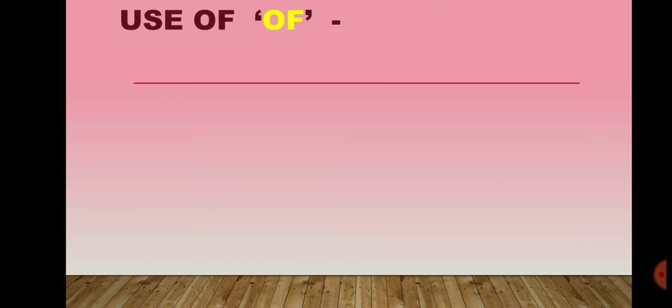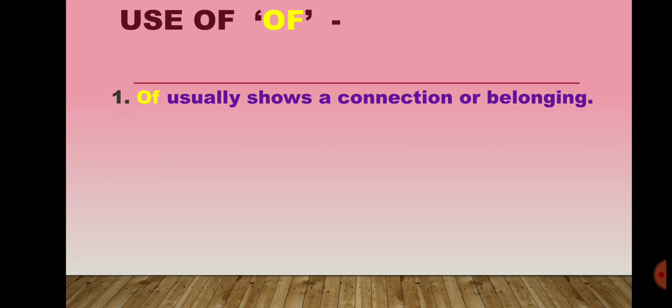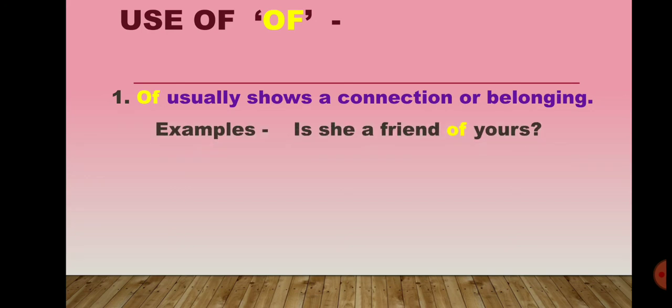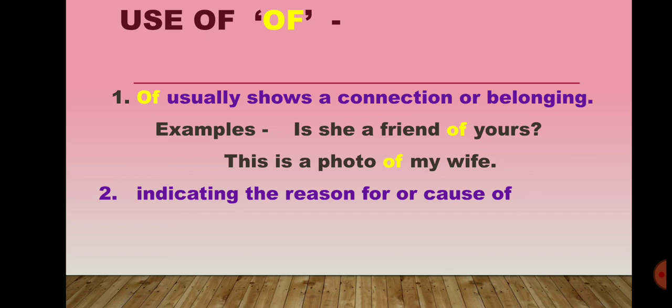Next is use of of. Of usually shows a connection or belonging. Example, is she a friend of yours? This is a photo of my wife. It is also used for indicating the reason for or cause of. Example, he died of fever.